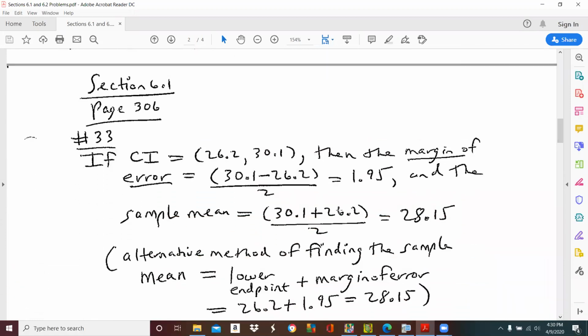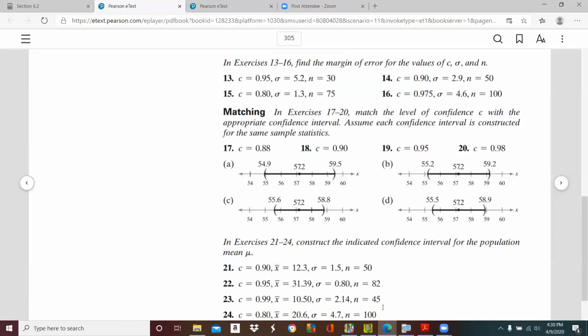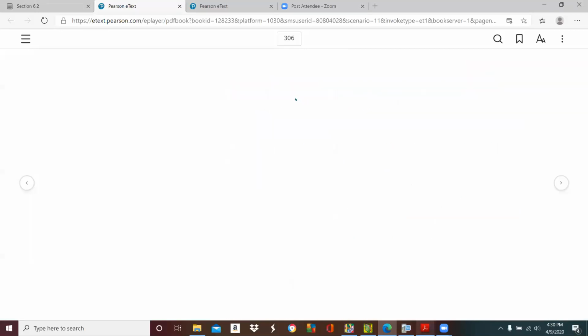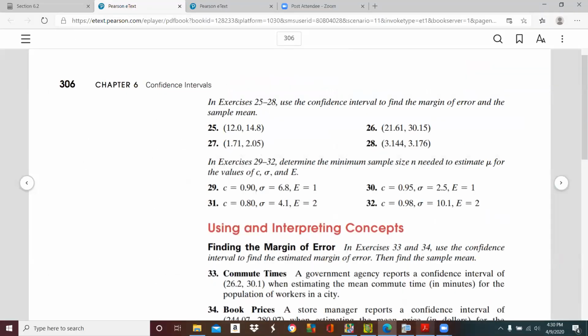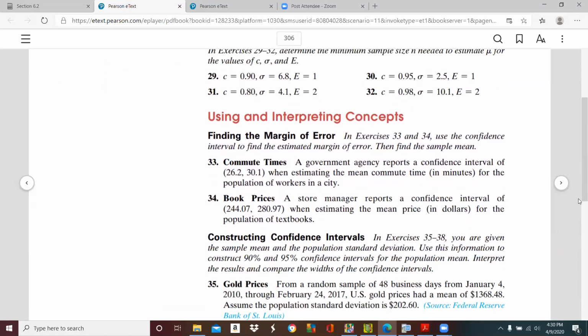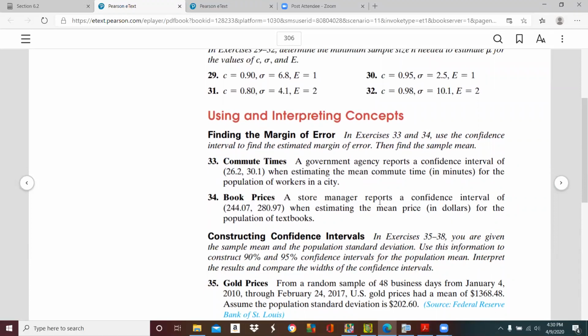Now we're going to go to page 306 in our textbook, and we're going to answer question number 33. We're actually going to do a word problem with confidence intervals. Actually, this one is asking for the margin of error, so strictly a margin of error question. Now, what they're giving you here is the actual confidence interval. In other words, they're not asking you to construct it. They're asking you to find the margin of error, and they're also asking you to find the sample mean.